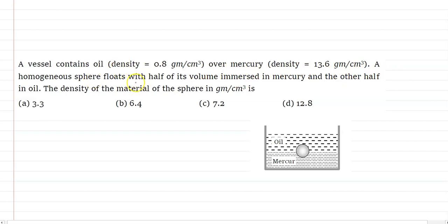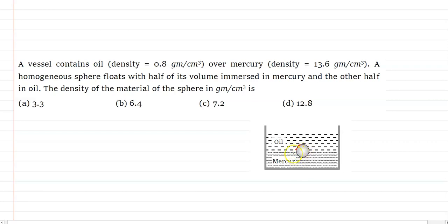A homogeneous sphere floats with half of its volume immersed in mercury and the other half in oil. The density of the material of the sphere is? So we have to find the density of the material of this sphere. Half the volume is within mercury and half the volume is within oil.